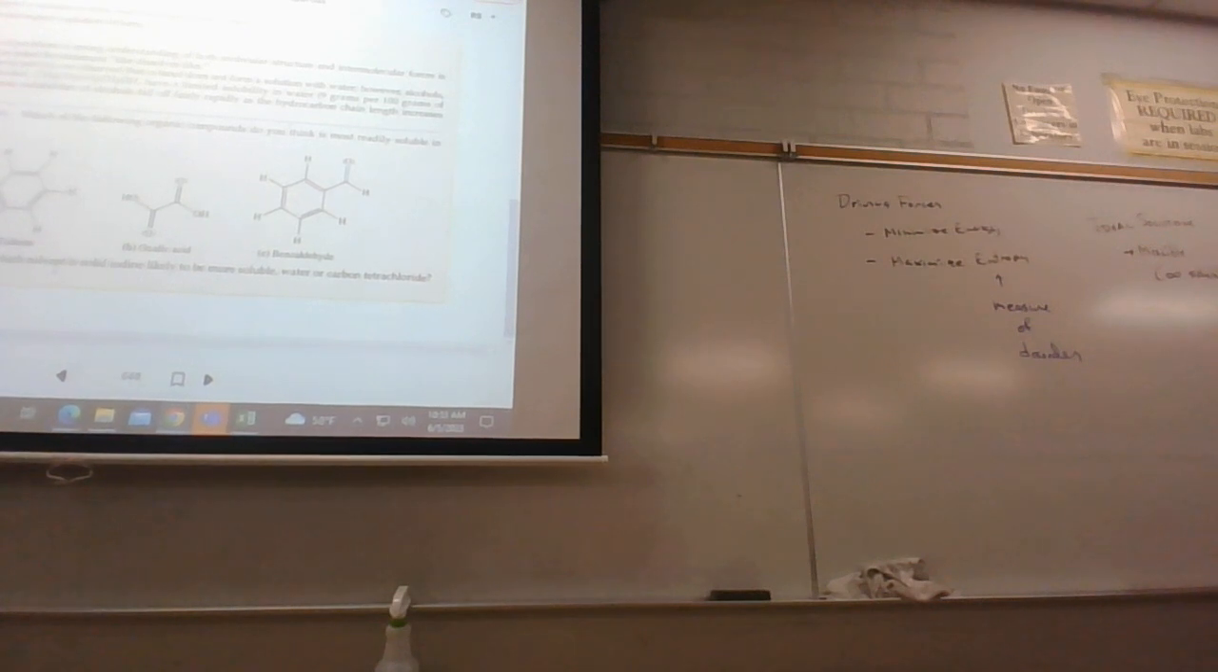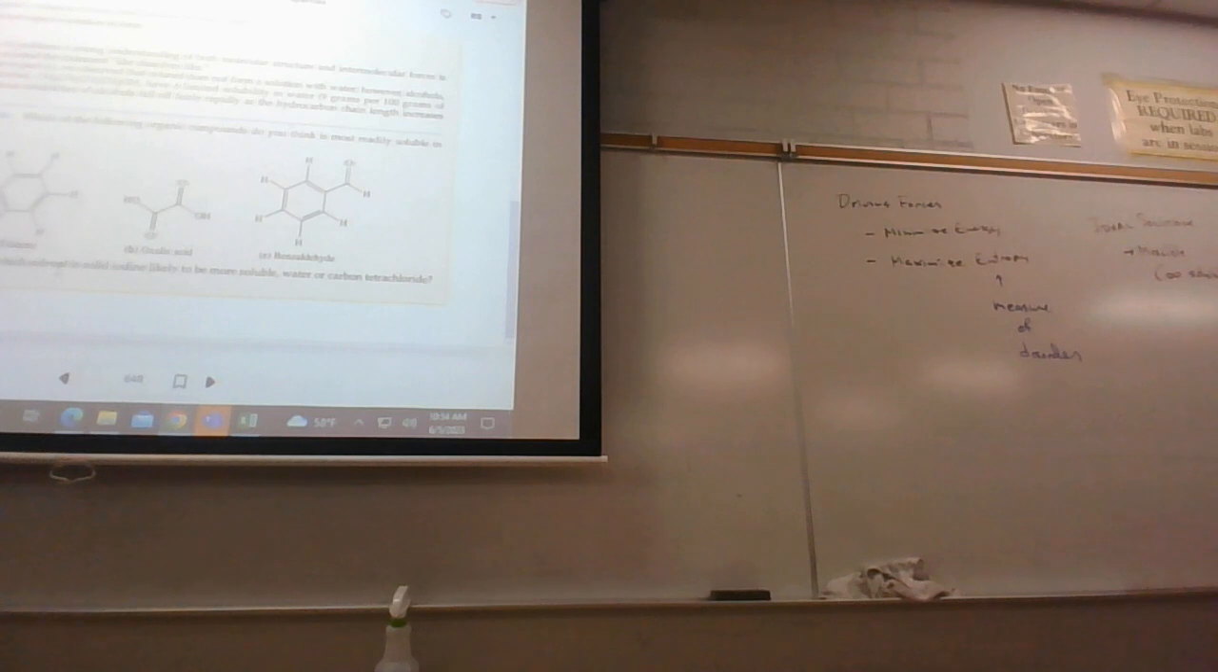Which one do you think is most readily soluble in water? Oxalic acid. Which one should be the most soluble in benzene? I would say toluene, because this is more polar. I don't know, this could be good too. But in water, it's pretty obvious. And that's the kind of question you get.